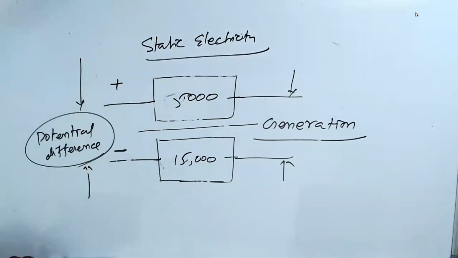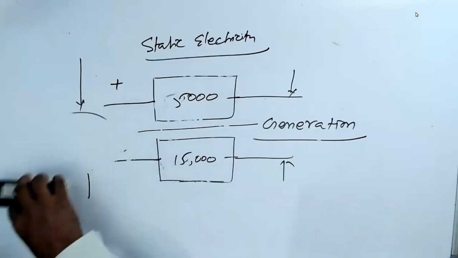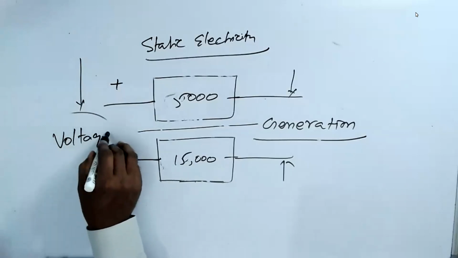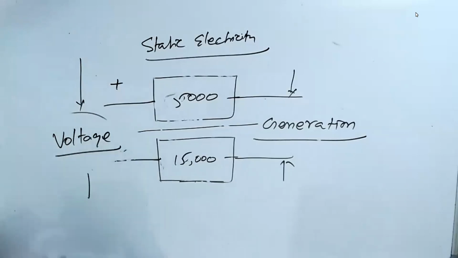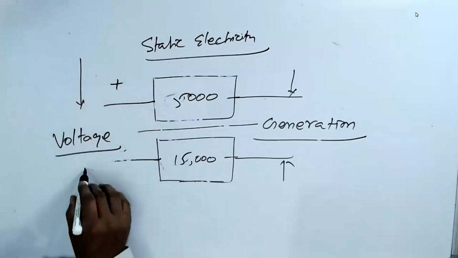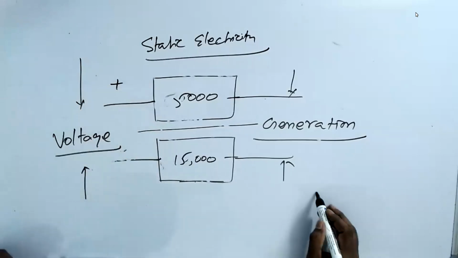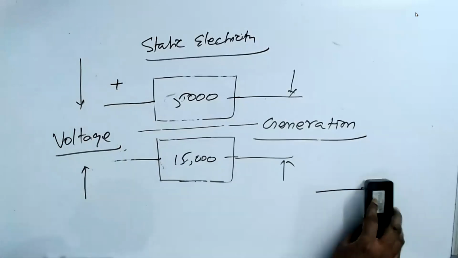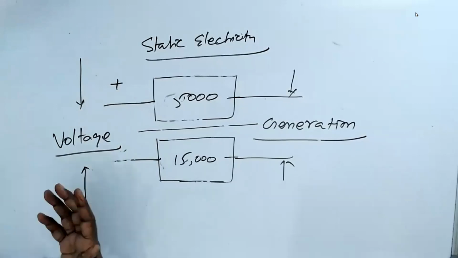Since the battery was invented by Volta, they wanted to honor Volta. So the name given to the potential difference is called voltage. Voltage means potential difference. I cannot say that one point has how much voltage. I cannot say that.